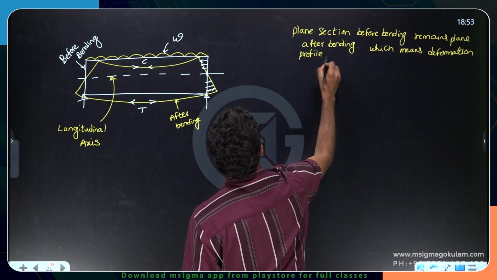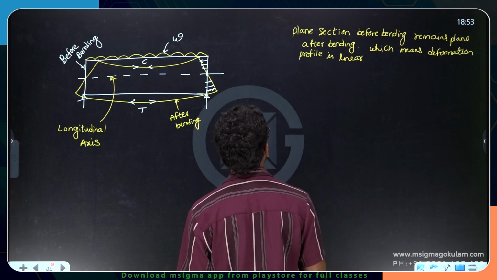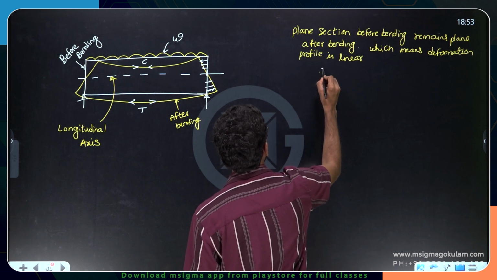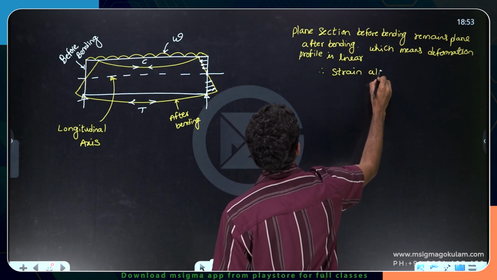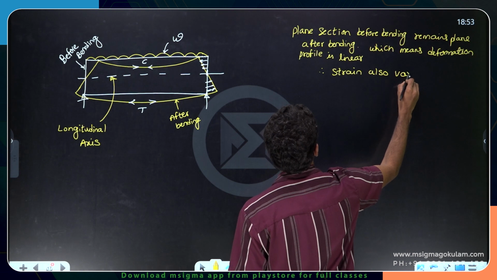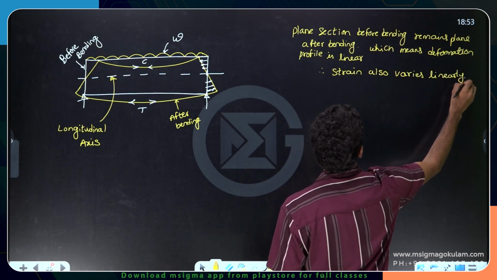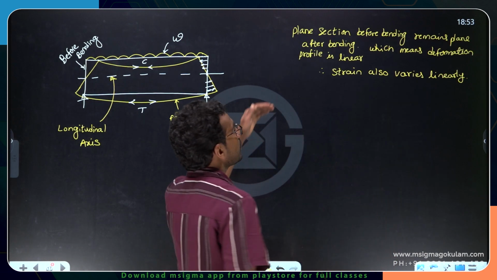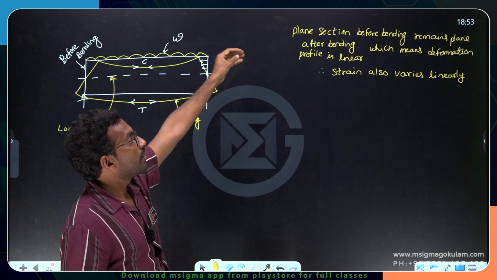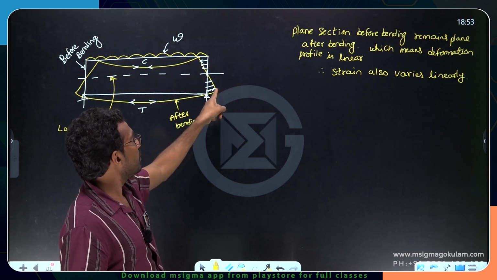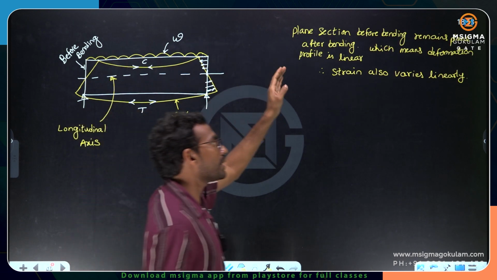Which means the deformation profile is linear. The deformation profile is linear, we can say that therefore strain also varies linearly. Please understand this. What is the meaning of plane section before bending remains plane after bending? It means that the deformation profile, you see here, is linear. Since the deformation profile is linear, we can say that strain also varies linearly.